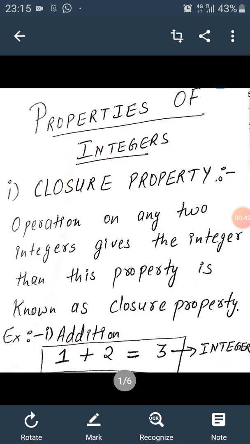First, you see that an operation on any two integers. So what is the operation here? Operation is a mathematical operation. In maths you are using four operations: addition, subtraction, multiplication and division. So let us see first for addition.